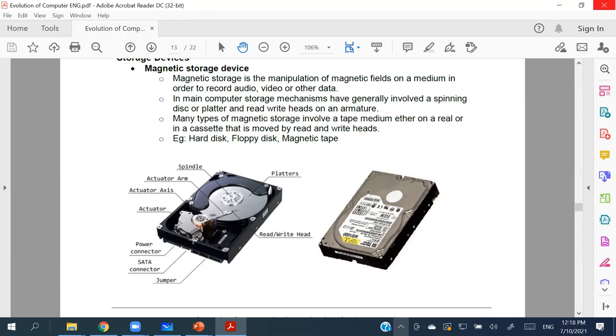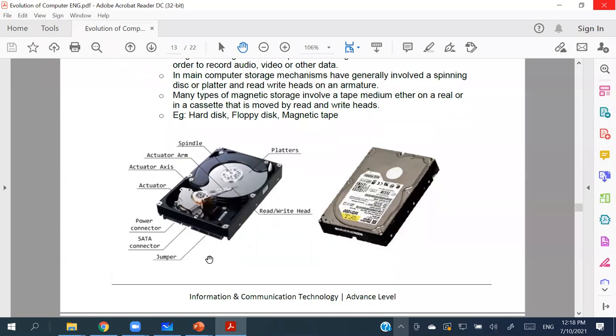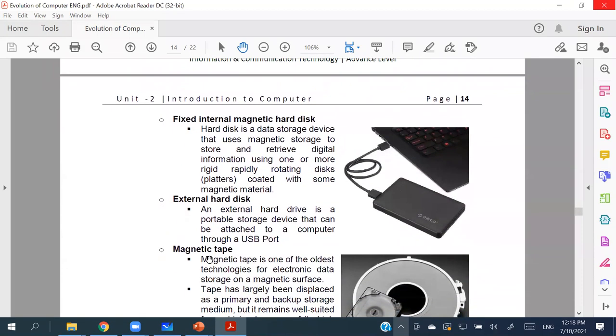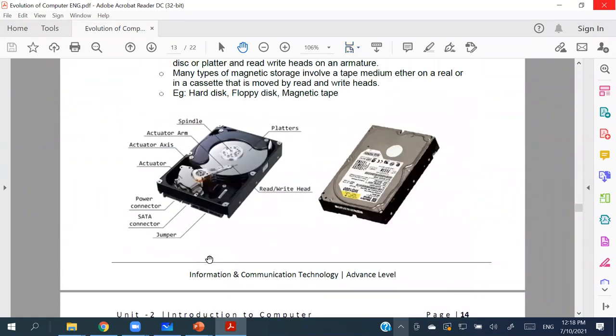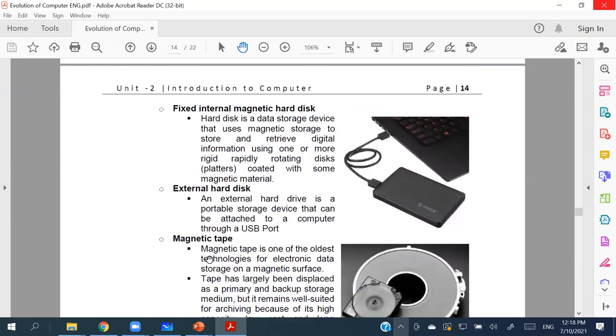So at the back of the hard disk, there are power connectors and a component called a jumper. Don't worry about what a jumper is. It's a little bit technical, right? So just remember there is a component called a jumper, right? And the kinds of these magnetic storage devices are hard disks, floppy disks, and magnetic tapes, right? There are several different things, right? So these are those types. So we can have a hard disk as an internal one. This is the internal one, and this is the external hard disk, right?